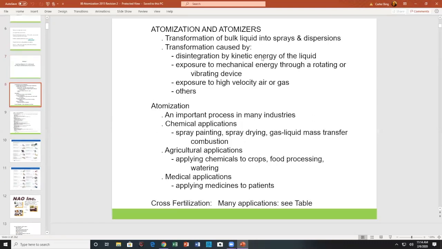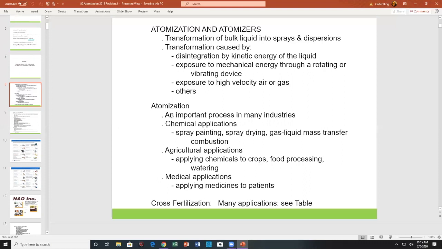The introduction. There are three ways, and then of course there are probably lots of other ways, but there are three major ways. It's disintegration by kinetic energy, which is basically pressure drop. Then there's exposure to mechanical energy through a rotating wheel or a rotating, vibrating device. And there's exposure to high velocity air with two-fluid nozzles, for example.